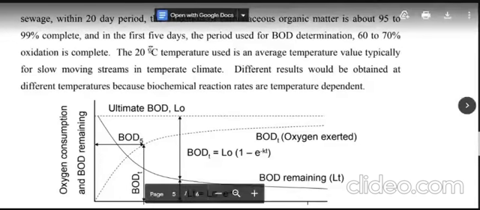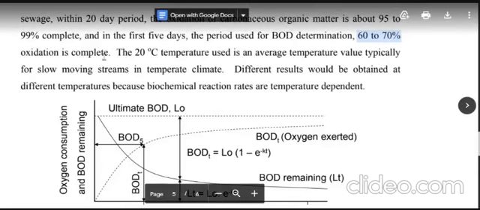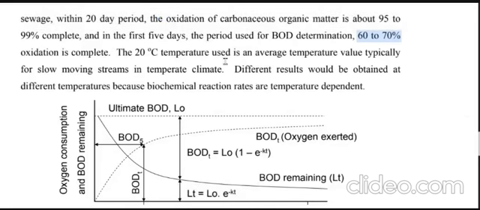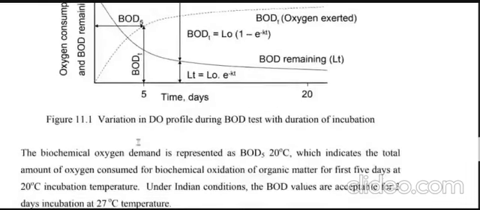And for the first 5 days, the period used for BOD determination, 60 to 70% oxidation is completed. It means around 60 to 70% of oxidation is completed within those 5 days. So 20 degrees Celsius is used as an average temperature value, and at 20 degrees Celsius about 95 to 99% of the carbonaceous organic matter gets decomposed. So this curve shows that it is a 5-day test. That's why we always put it here.